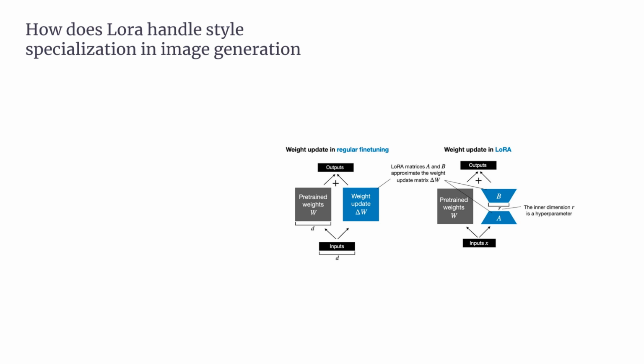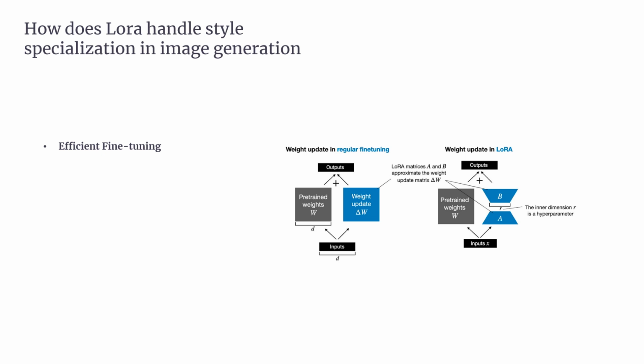The first, efficient fine-tuning. LoRA allows us to fine-tune large models quickly and with minimal computational resources. Here's how it works. Low-rank matrices. LoRA introduces low-rank matrices during the training process, significantly reducing the number of parameters that need to be updated. This keeps the process computationally efficient. This approach allows us to adapt models to new styles or themes without the need for extensive retraining, saving both time and resources.